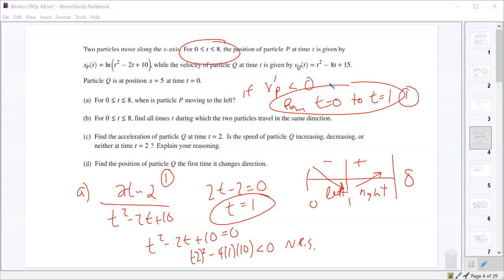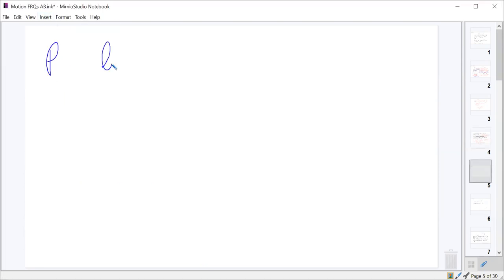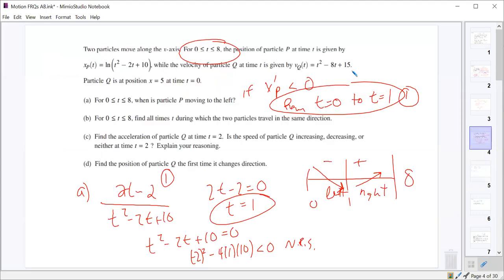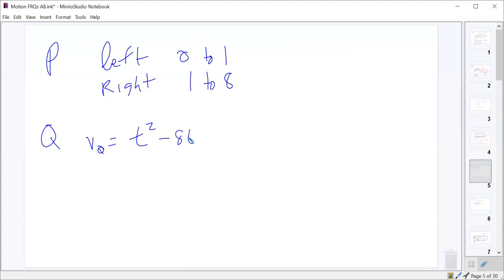All right, part B. We want to find all times during which the two particles travel in the same direction. We know that particle P is left from 0 to 1, right from 1 to 8. We need to then figure out about particle Q. The velocity of Q was t squared minus 8t plus 15. So we want to know when that velocity is positive and when it is negative.